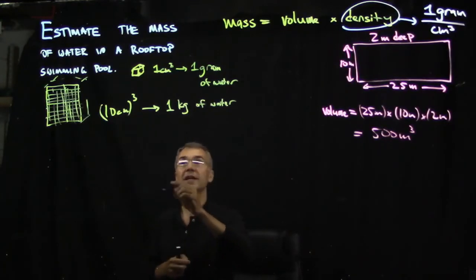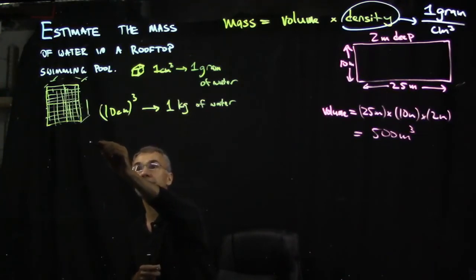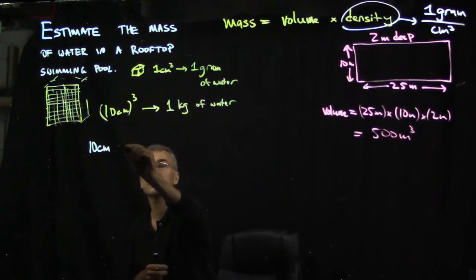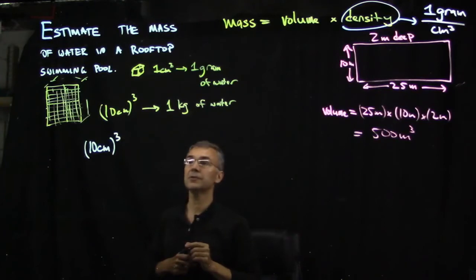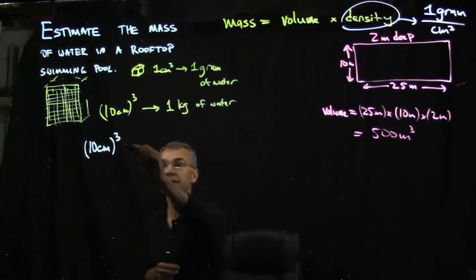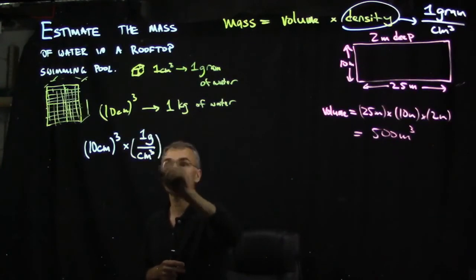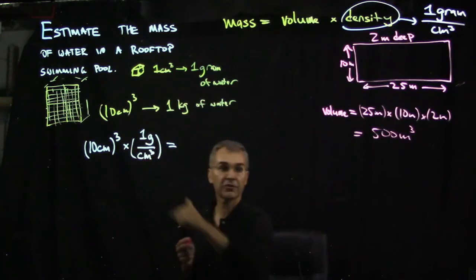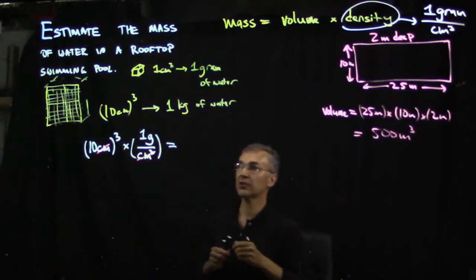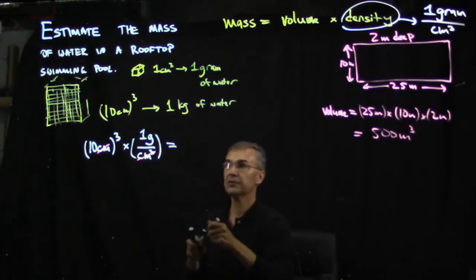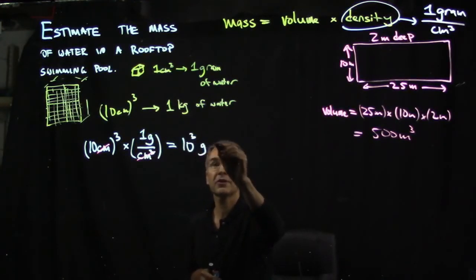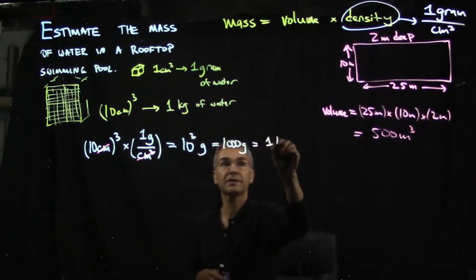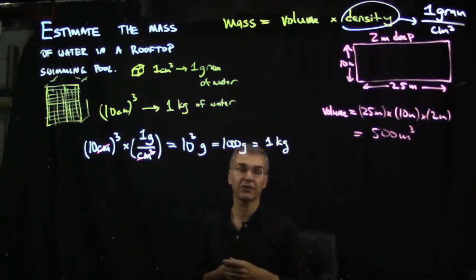So if we take 10 centimeters cubed, that is the volume, right? So we said mass is volume times density. The volume is 10 centimeters cubed, times 1 gram per cubic centimeter, which is the density of water. Then this is centimeters cubed upstairs and centimeters cubed downstairs, so we can cancel them. This is 10 to the third power grams, which is 1,000 grams, which is 1 kilogram. Okay, so maybe that's not too surprising.